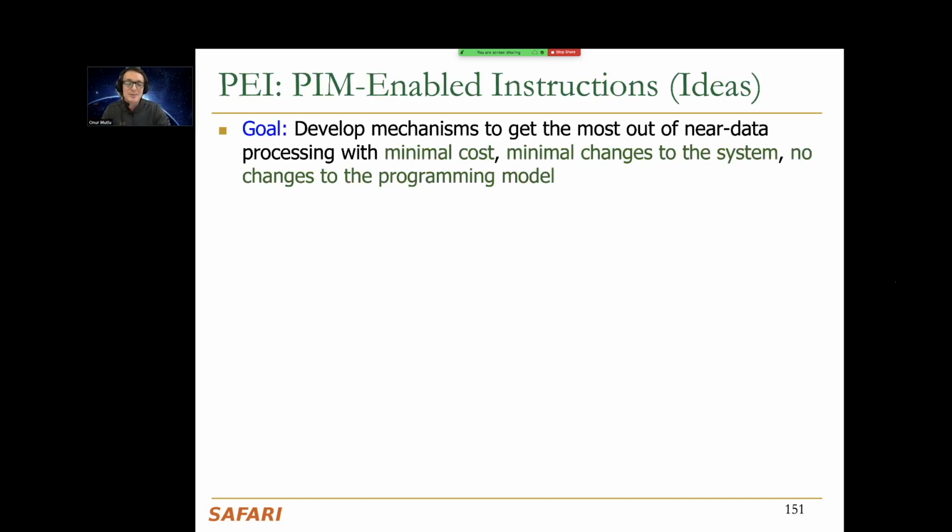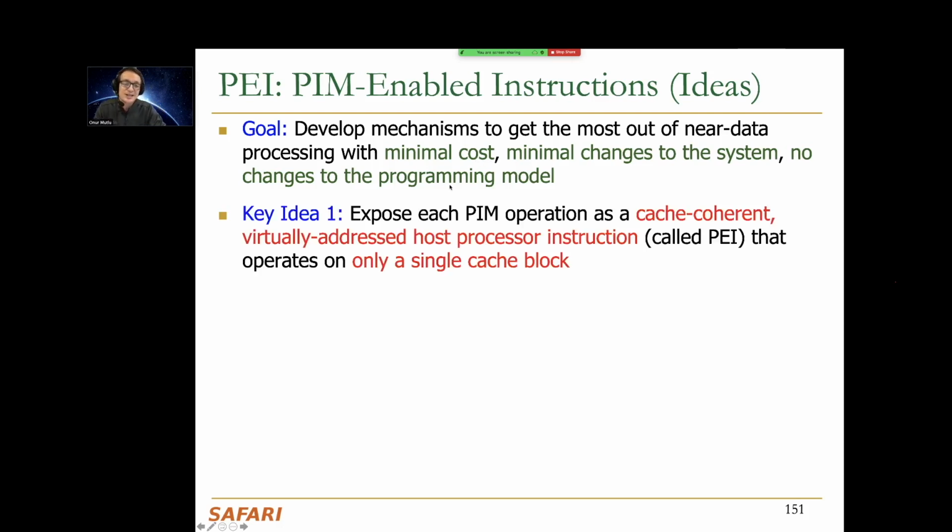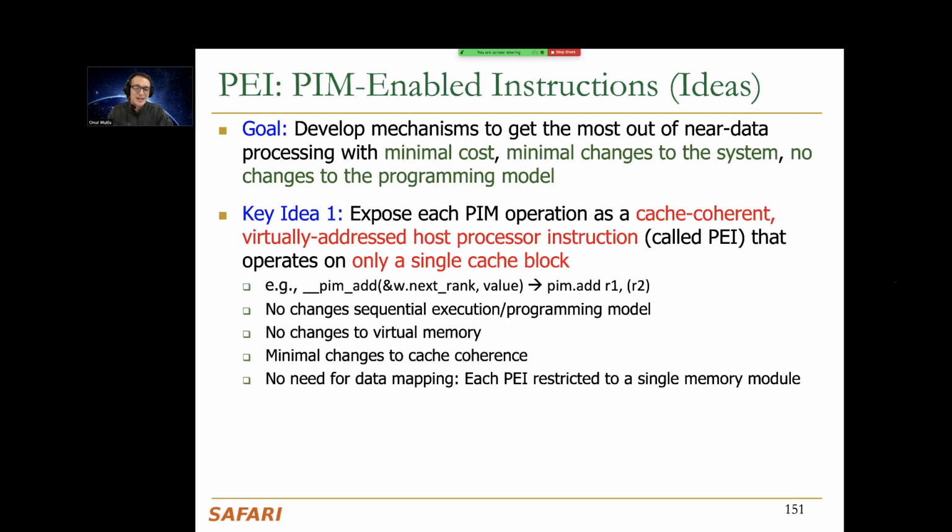Essentially, we wanted to minimize the system cost, minimize the changes to the system, and we want to have no changes to the programming model. And the idea over here is if you want to do something like that, you want to expose the processing in memory operations as cache-coherent virtually addressed processor instructions that operate on a single cache block. And this is one example, PIMAT. So this leads to no changes to the programming model.